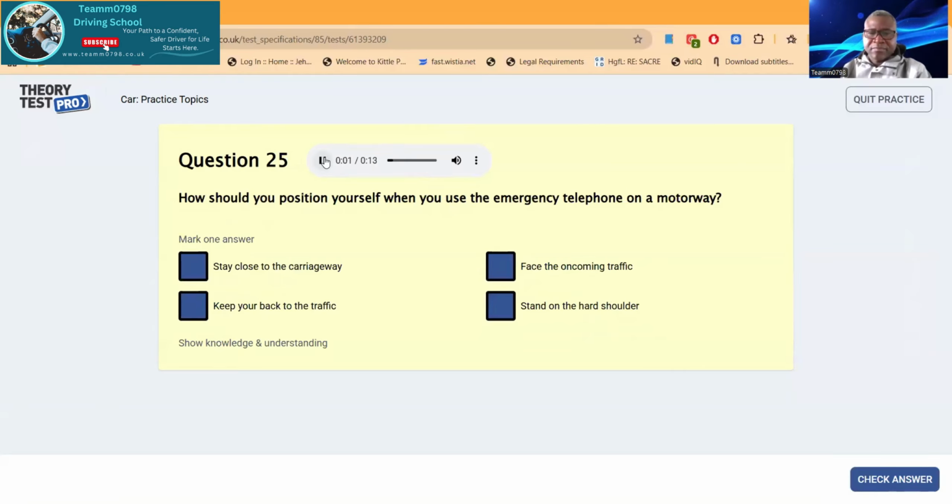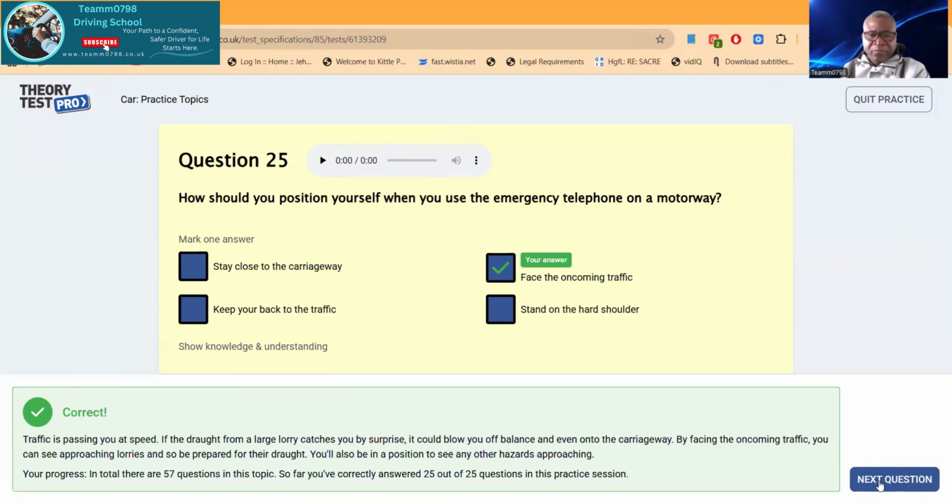How should you position yourself when you use the emergency telephone on a motorway? Stay close to the carriageway. Face the oncoming traffic. Keep your back to the traffic. Stand on the hard shoulder. Face the oncoming traffic so that you can see what is happening, and if there is a danger, you can avoid it. Okay. Once again, we can read the explanation here. I don't want to make the video too long, just enough for you to understand what is going on. You can pause and read the comment at the bottom.